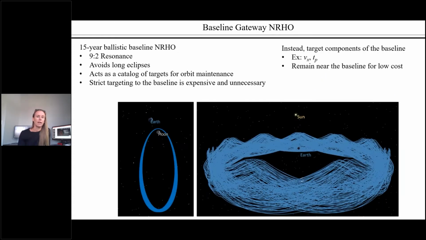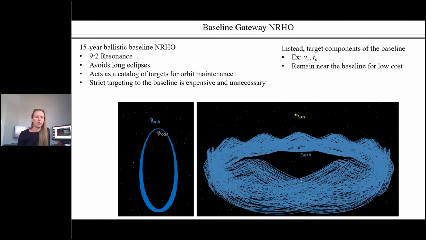So our baseline Gateway NRHO, what you see here, is a 15-year propagation in a high fidelity force model. It exhibits a 9:2 resonance, as I mentioned, which means that the Sun, Earth, Moon, spacecraft geometry aligns every 9 revs. So we have a repeating behavior. This allows us to avoid long eclipses. And we also use this reference as a catalog of targets for orbit maintenance.